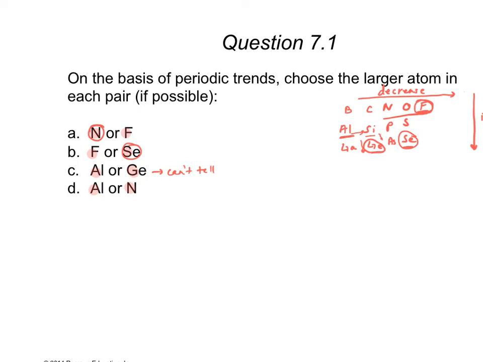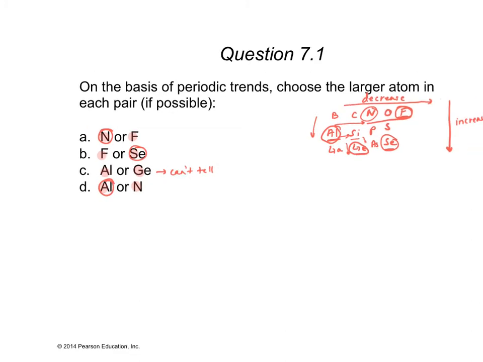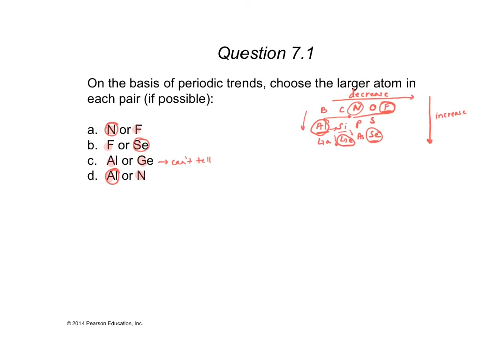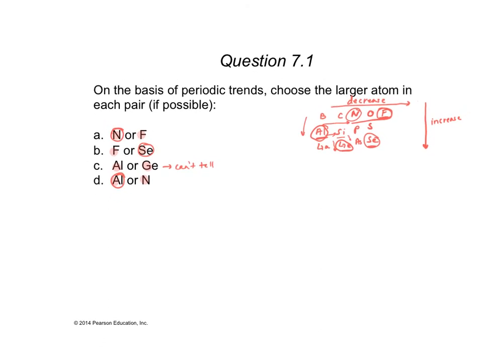And then last we have aluminum versus nitrogen. So aluminum's bigger already because we're increasing from top to bottom. Nitrogen is smaller anyways because it's two places to the right. So the larger atom here would be aluminum. Okay, so again, using trends, you should be able to predict these with the aid of the periodic table.